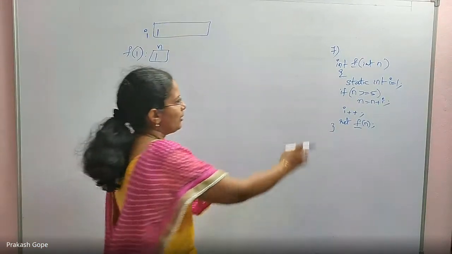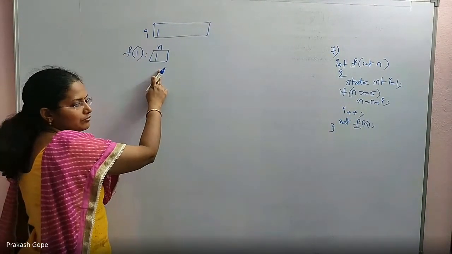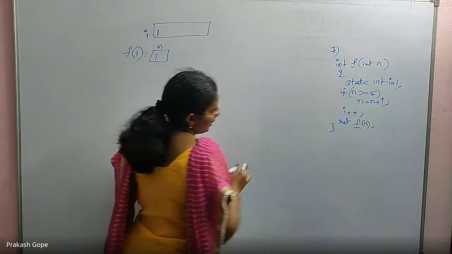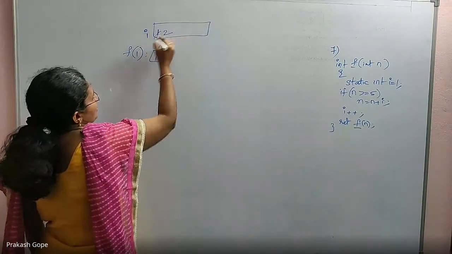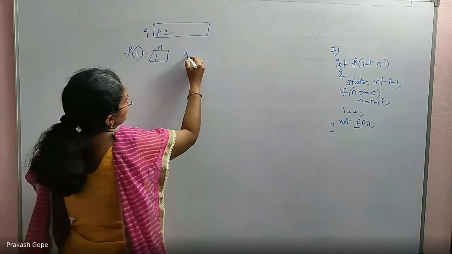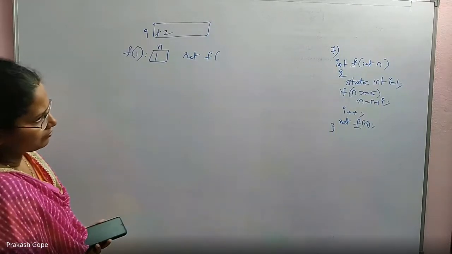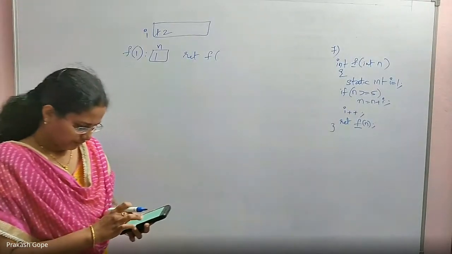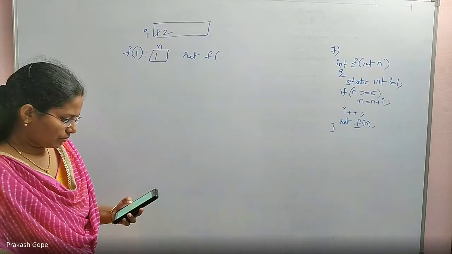Fine. If n greater than or equal to 5, is n greater than or equal to 5? No. So that statement will not be executed. i plus plus, so i will be incremented. So it is to return f of i or n.